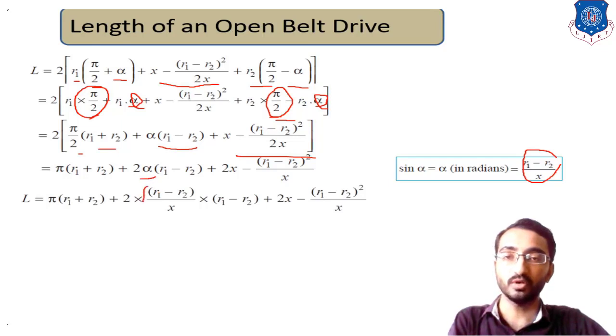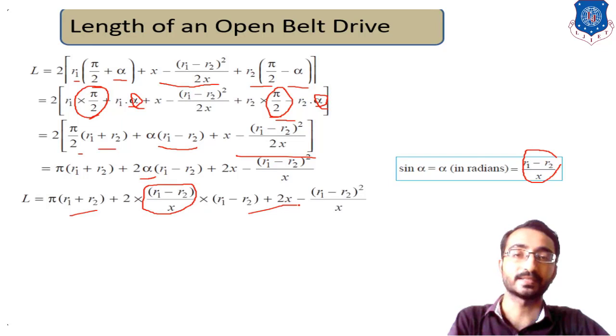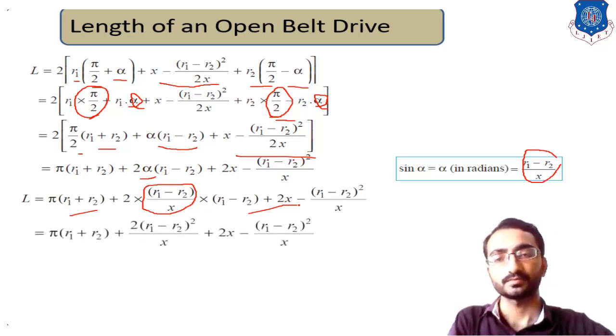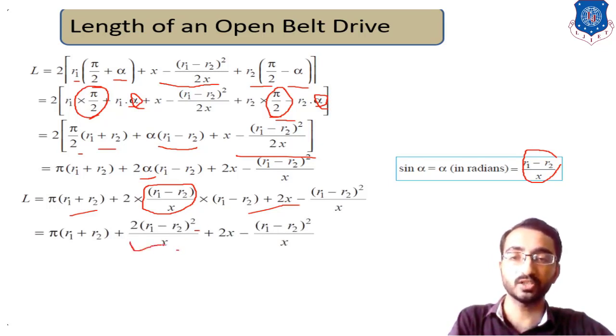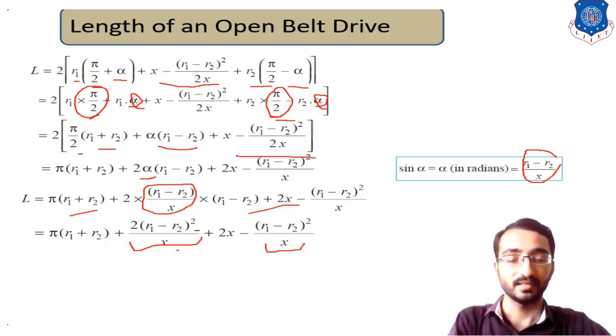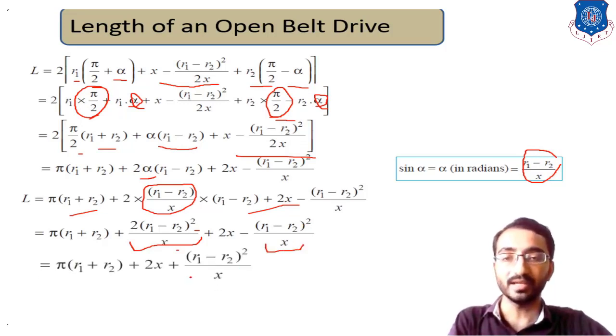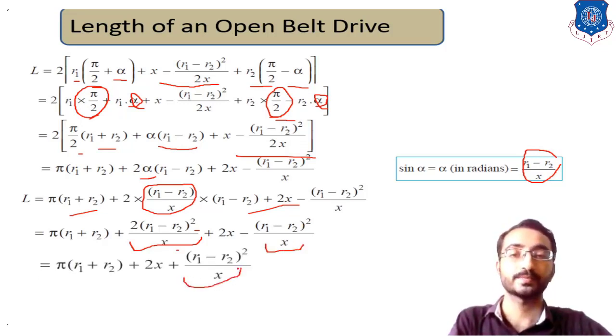So in this equation, by putting the value of alpha, all other terms are as it is. Okay, so now (r1 minus r2) whole square will become your common term. If you refer to these two terms, that is 2 times (r1 minus r2) whole square upon x minus 1 time (r1 minus r2) whole square upon x, we can write that it is 1 time only (r1 minus r2) whole square upon x. Okay, all other terms are as it is. So this is the simple equation.